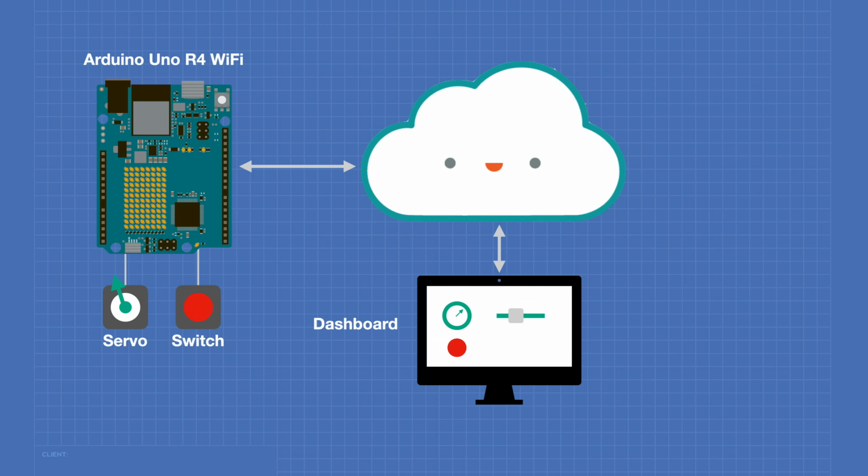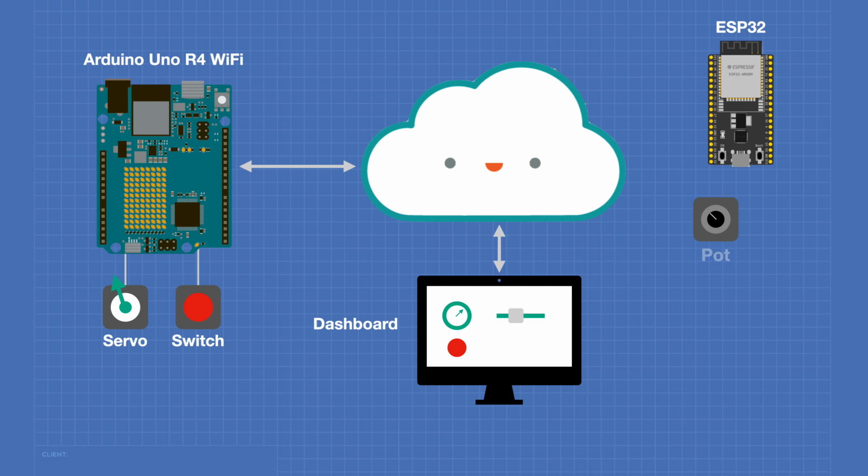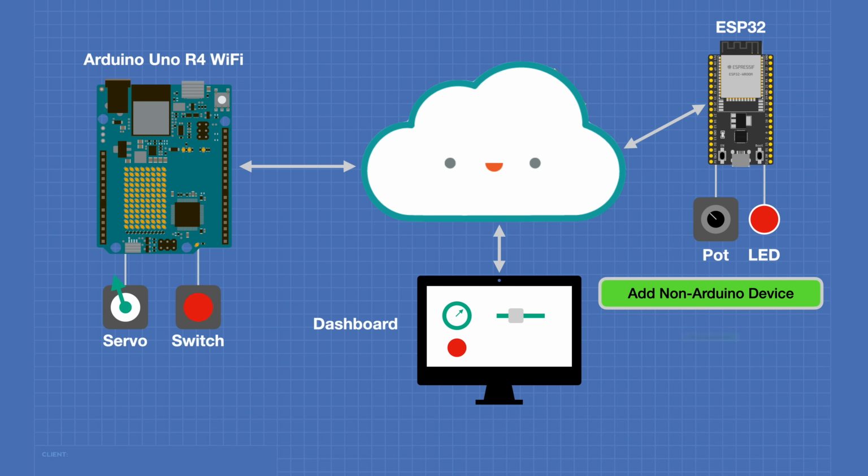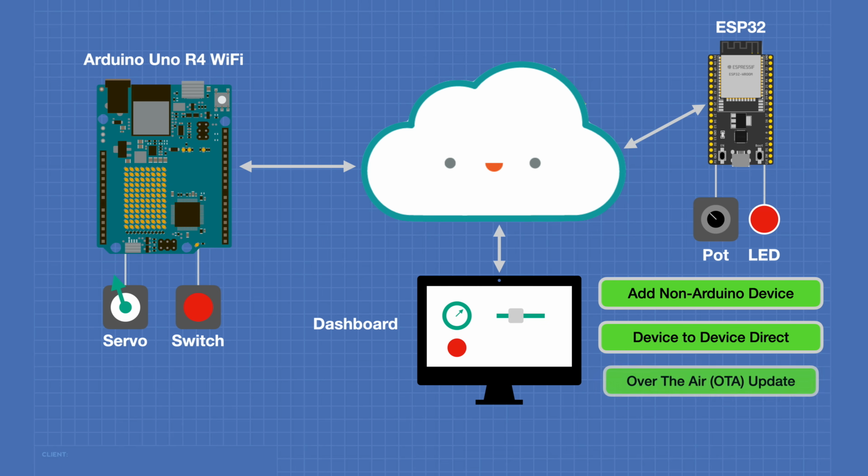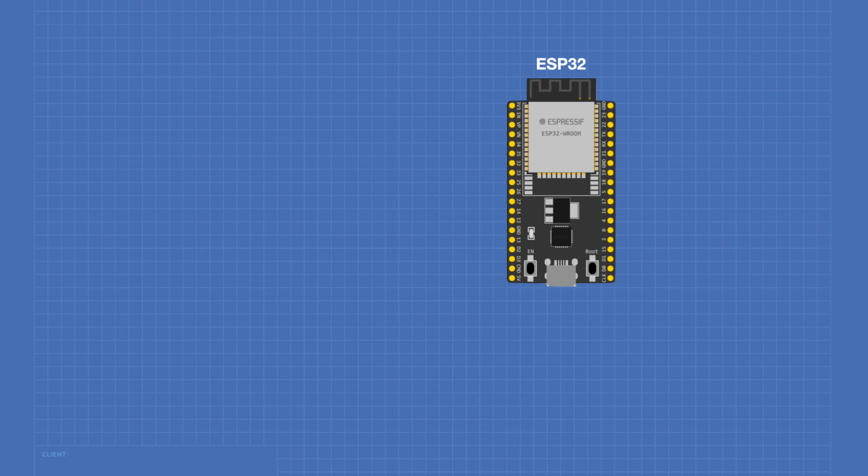So let's go and see how we hook up our second microcontroller to our cloud. We're going to expand our IoT Cloud network by bringing in another board, and that board is going to be an ESP32. We'll attach a potentiometer and an LED to our ESP32, and then we'll attach it to the Arduino IoT Cloud. By doing this, you'll learn how to add a non-Arduino device to the cloud. We'll also be able to experiment with the device-to-device direct communications, and we can work with over-the-air updates to update the code on our devices while it's connected to the IoT Cloud.